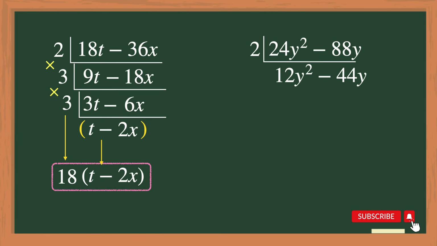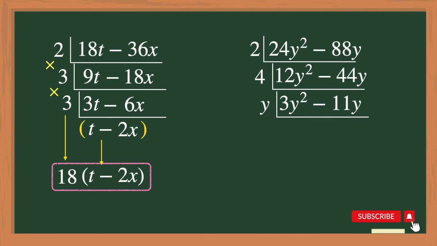And 12 and 44 share a common factor of 4. Dividing 4 into each term now leaves 3y squared minus 11y. Now, if you look at just the coefficients of 3 and 11, you might think that I am done factoring, but I'm not, because each of these two terms share a common variable of y, which I also need to factor out. Following the rules for division with exponents, 3y squared divided by y leaves 3y, and 11y divided by y is 11. Now I'm done factoring.